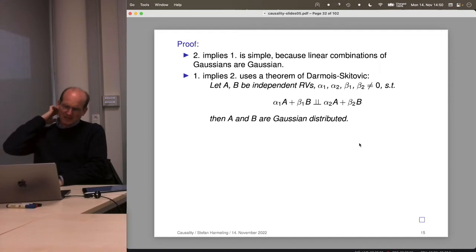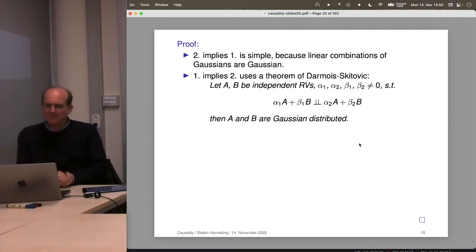So now what does it mean? It means you have two random variables, A and B, and somehow you can linearly combine them, and you get something else which is independent of each other. And that happens only for the Gaussian distribution. So that is this theorem.